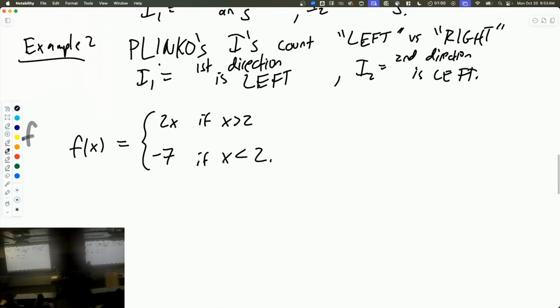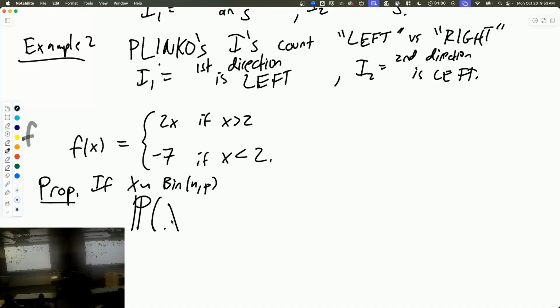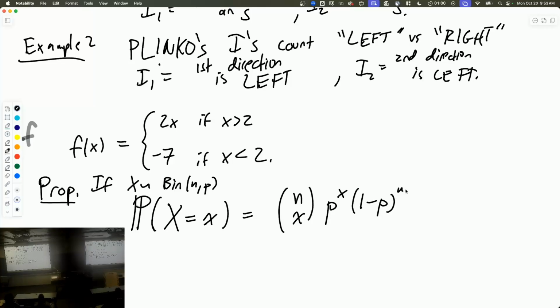Other questions? Okay, and as a quick reminder, we worked out last class, this would be like a proposition. If X is bin NP, then the probability that capital X equals lowercase x is equal to n choose x times p to the x times 1 minus p to the n minus x. This is what we worked out last time. So the proof is we worked it out last class.